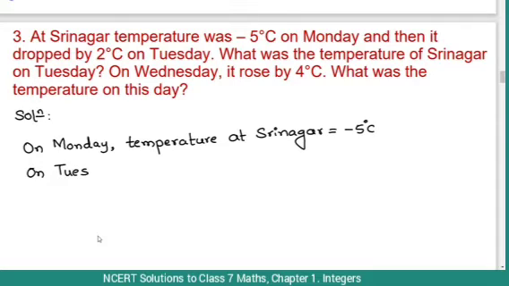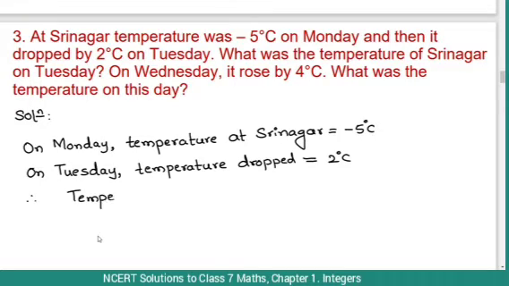On Tuesday, what happened? The temperature dropped. On Tuesday, temperature dropped by 2 degrees Celsius. Therefore, temperature on Tuesday is equal to minus 5 minus 2, which is equal to minus 7 degrees Celsius.